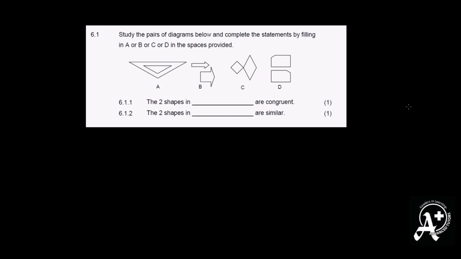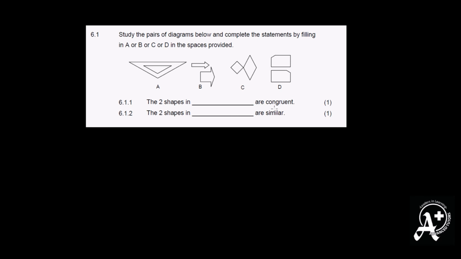In question 6.1, they ask us to study the pairs of diagrams below and complete the statements by filling in A or B or C or D in the spaces provided. So in 6.1.1, they ask us the two shapes in what are congruent.